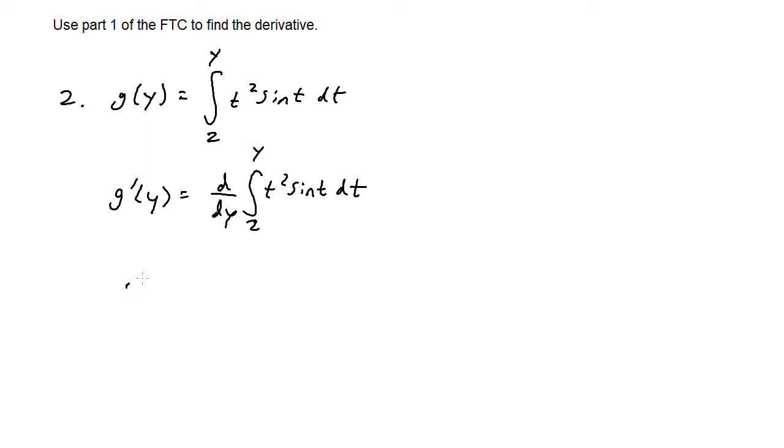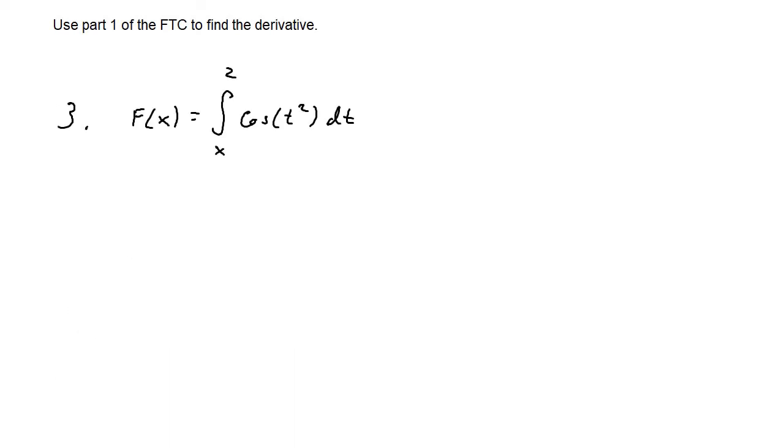So we can go ahead and take the derivative of the integral. Once again, they are opposites, so they will cancel. All we have to do is plug in y everywhere into the function for t. So we have y squared times sine of y, and that's it. Now for number 3, we have f of x equals the integral from x to 2 of cosine of t squared dt. First step, as always, we derive.